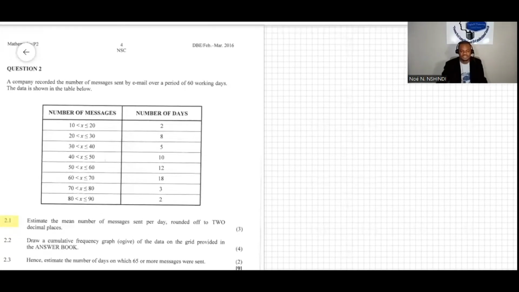Well, the question says, the company recorded the number of messages sent by email over a period of 60 working days. The data is shown in the table below. And question 2.1 says, estimate the mean number of messages sent per day, round off to 2 decimal places. All right, so we're looking for the mean here. I'm going to write the question here. Question 2.1, we want the mean, the X bar, okay?